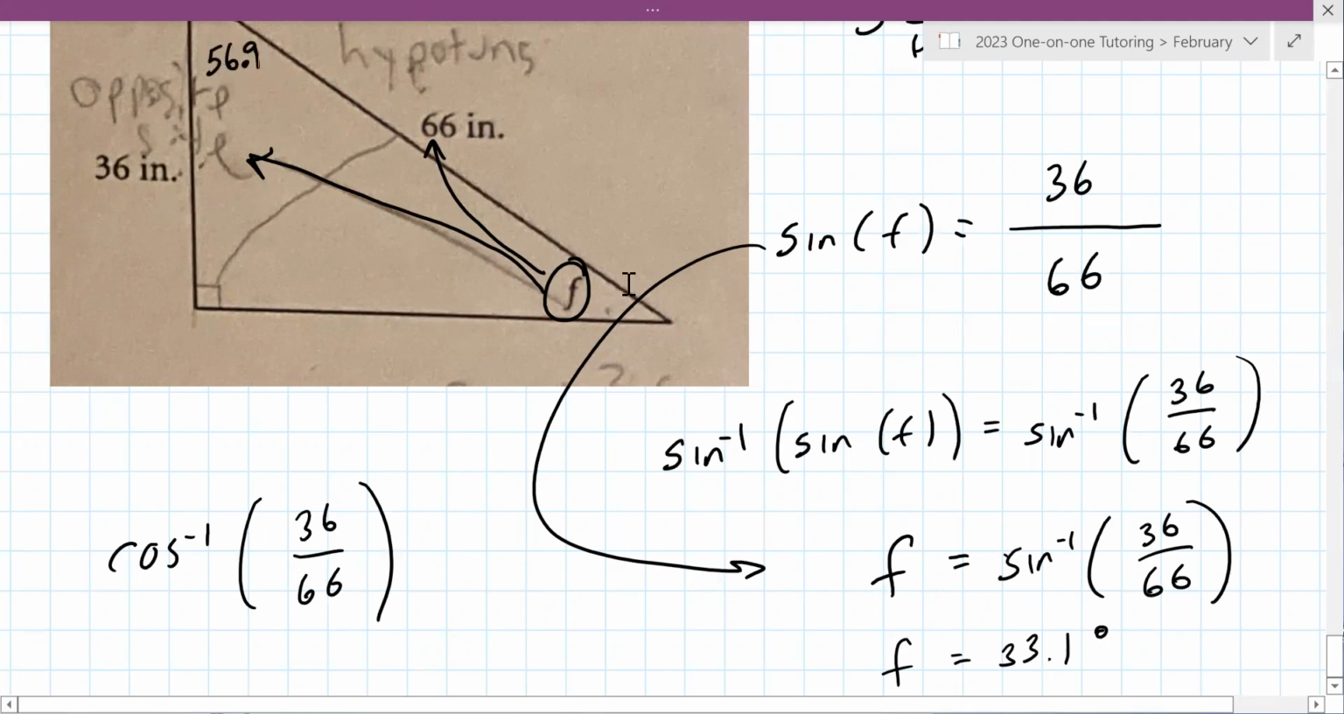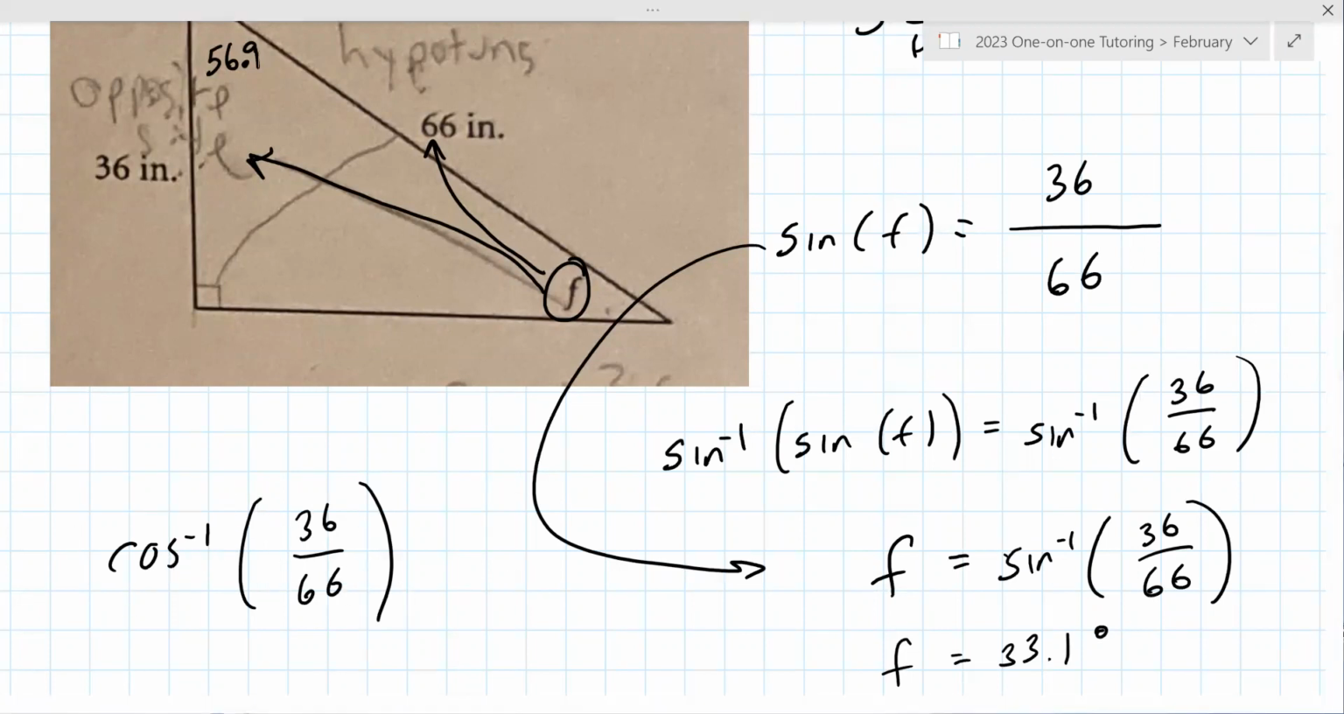What do 56.9 and 33.1 add up to? 90. They add up to 90. It's okay, my excuse is that it's 9 o'clock. These are all related. Sine and cosine are all related. So if those are combined, that's 90. And then there's the 90 degree angle, making it 180, which makes it a triangle. Yes. That makes sense.